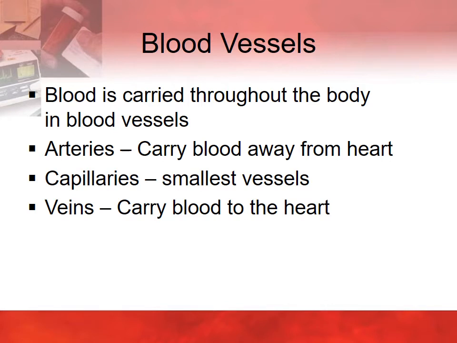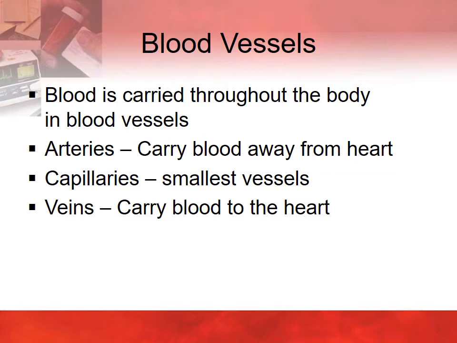Whereas veins are not as thick. By the way, arteries lie closer in, deeper in the body, veins closer to the surface. And veins are going to carry blood back to the heart, again, with the exception of the pulmonary veins. They're going to be carrying oxygenated blood. Otherwise, veins carry deoxygenated blood.